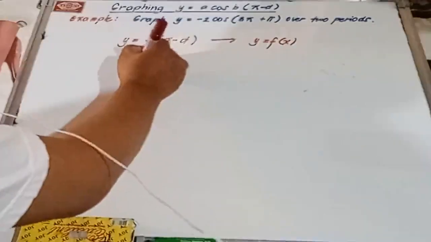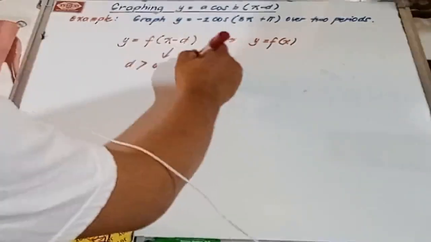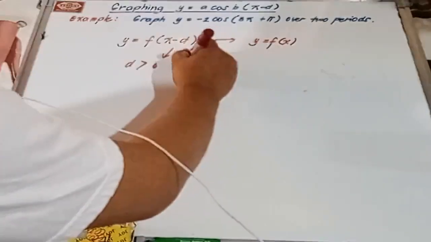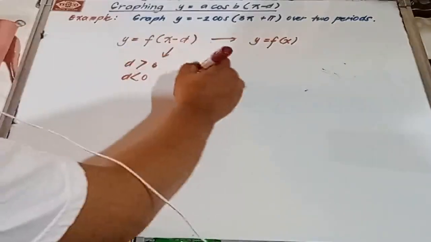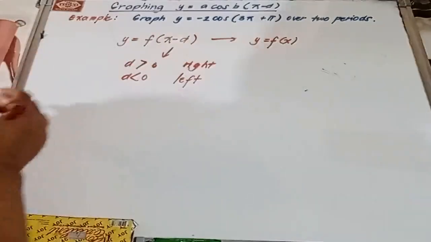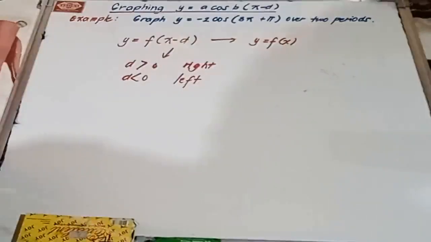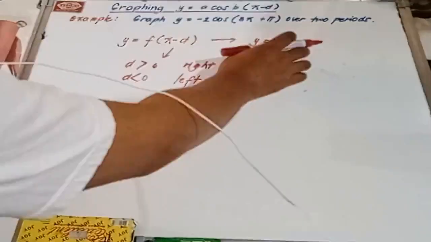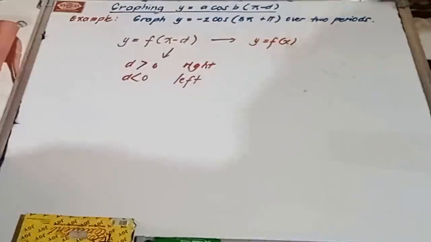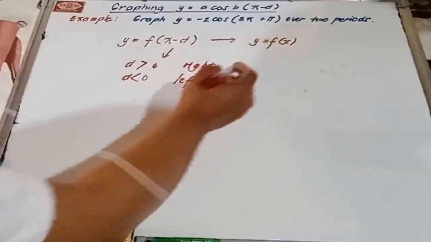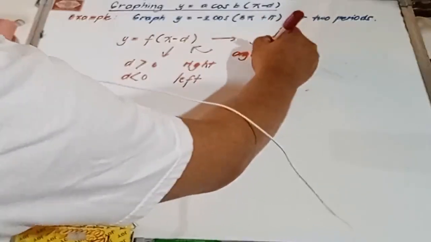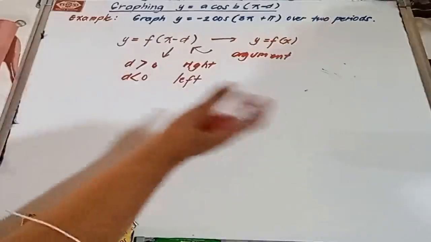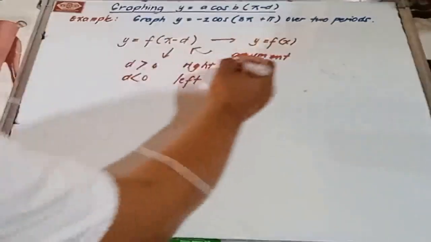If d is greater than 0, translated siya horizontally to the right of y equals f of x. And if d is less than 0, translated siya to the left of the graph of the function y equals f of x. Now, ang tawag natin dito, kung natatandaan nyo, is the argument. And ang tawag natin dito sa horizontal translation ay phase shift.